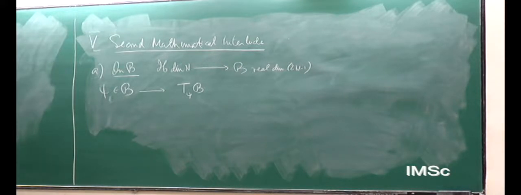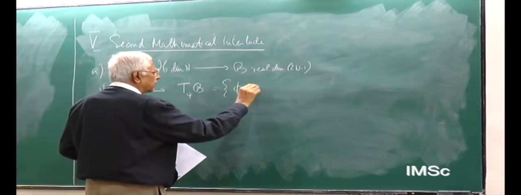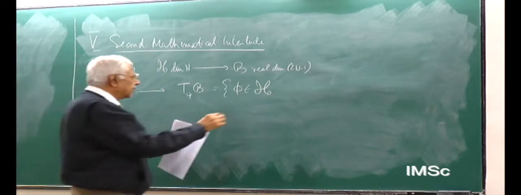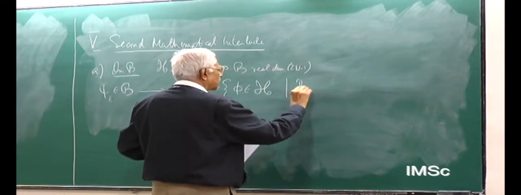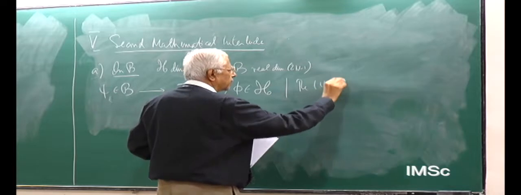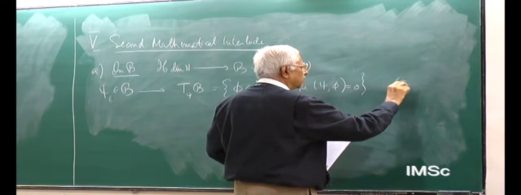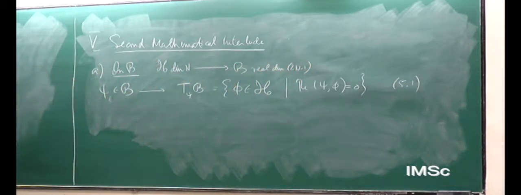Okay? So here, this is something that you can easily calculate. The tangent to B at a point psi in B consists of all vectors phi in Hilbert space such that the real part of the inner product between psi and phi vanishes. I think you know exactly why this condition comes. What is the reason? Where does it come from? This norm is 1. Exactly.